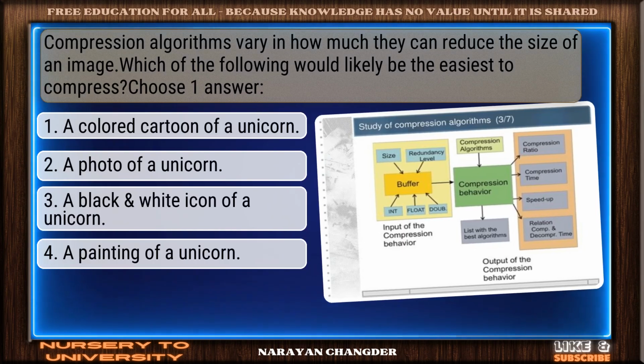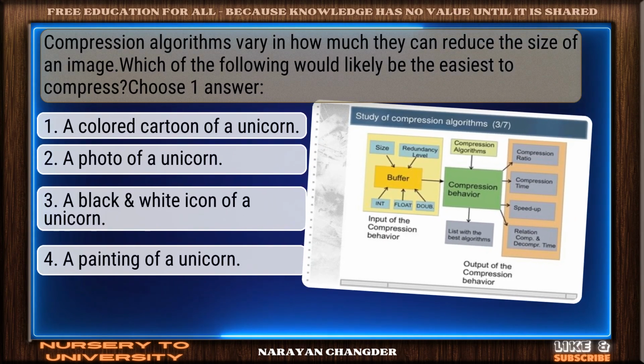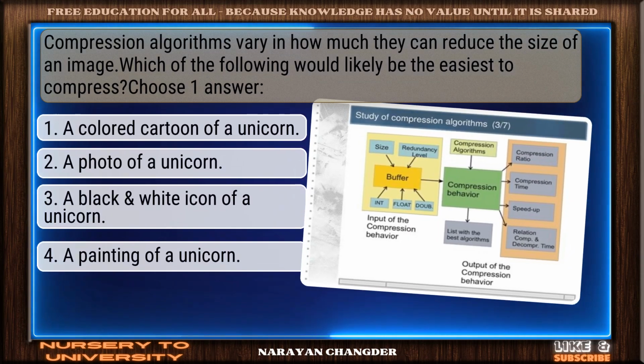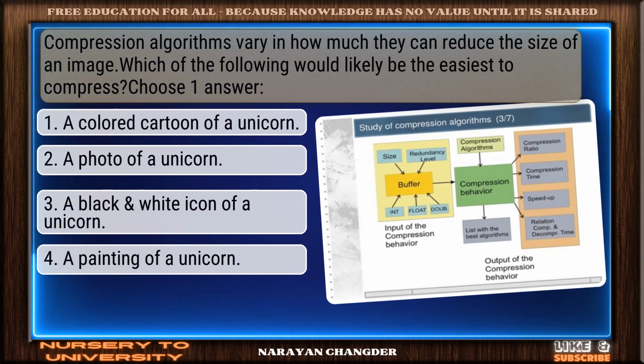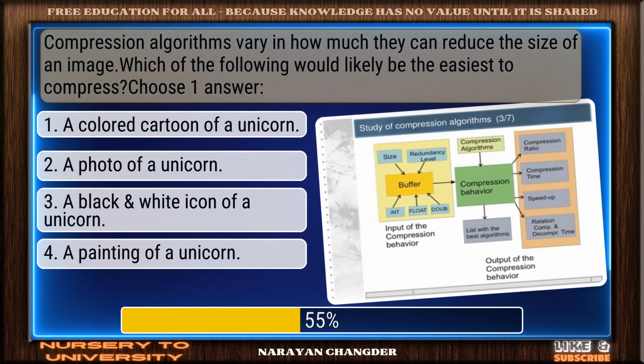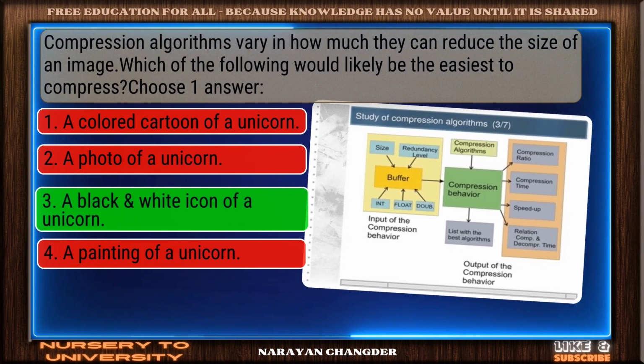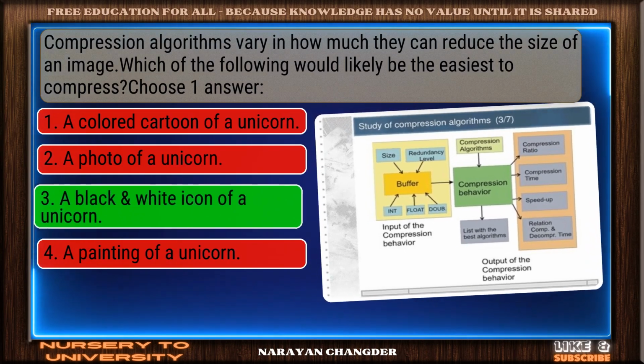Question number 8. Compression algorithms vary in how much they can reduce the size of an image. Which of the following would likely be the easiest to compress? Choose one answer. Valid point. A black and white icon of a unicorn is true.